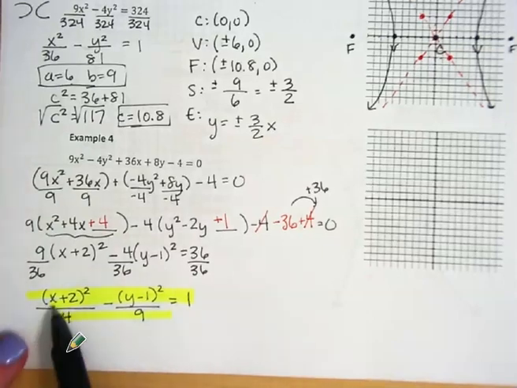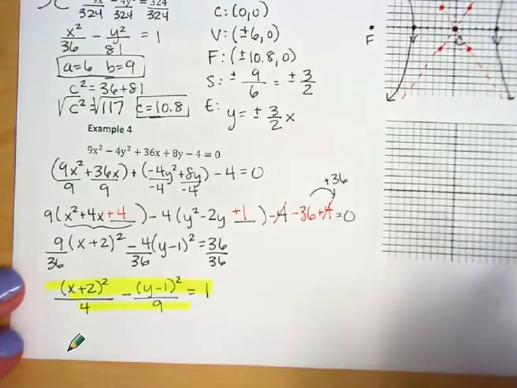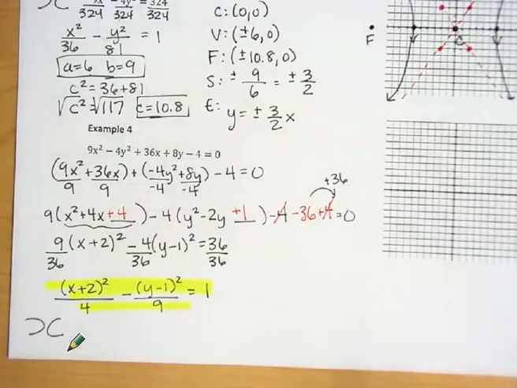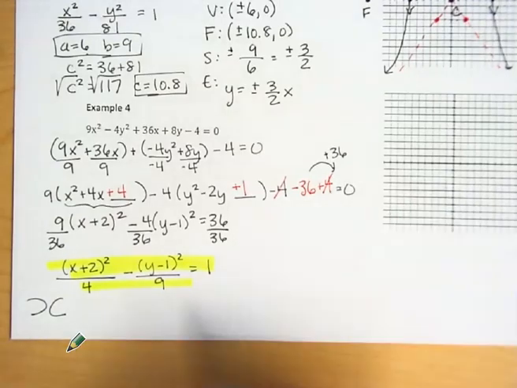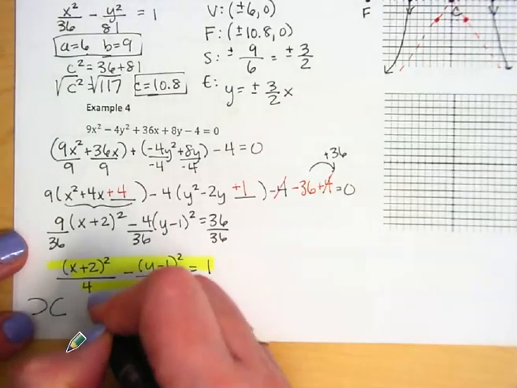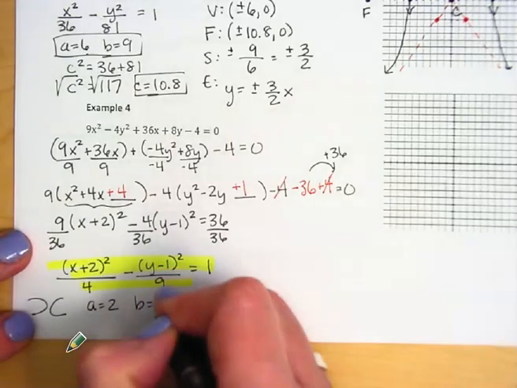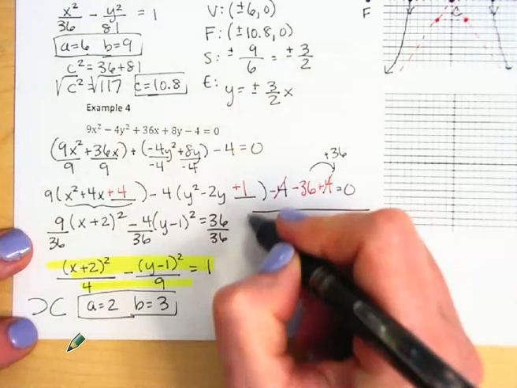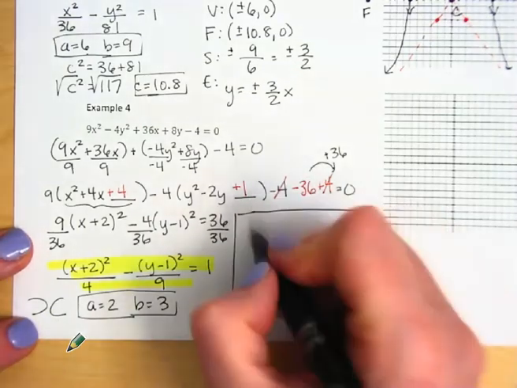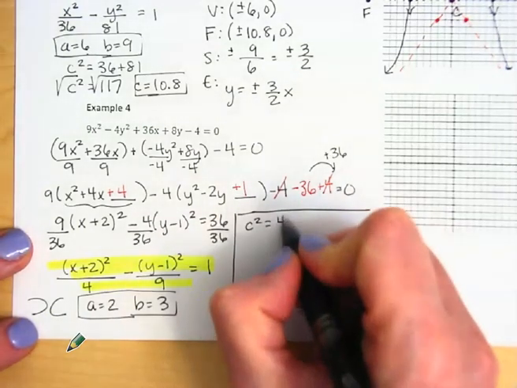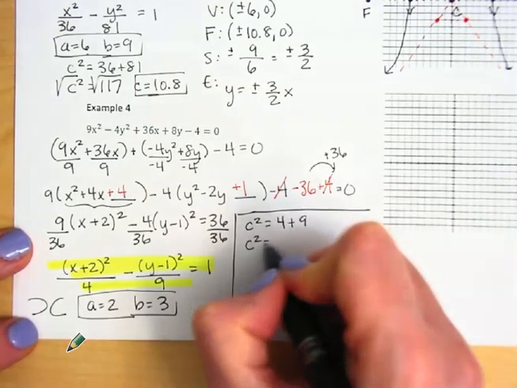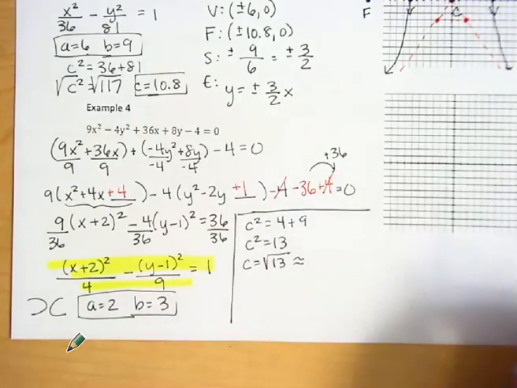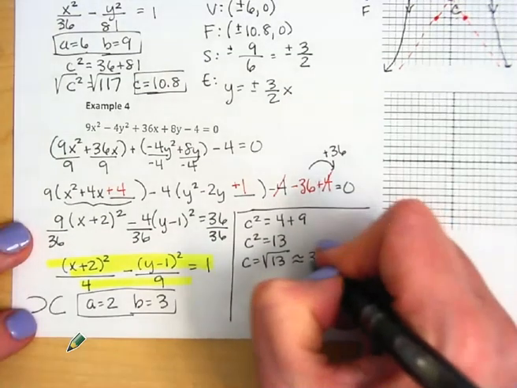So x is listed first, therefore this is a left-right orientation, horizontal. A squared is 4, so a is 2, b is 3. C squared is a squared plus b squared, which is 13. So c is the square root of 13, which is approximately 3.6.